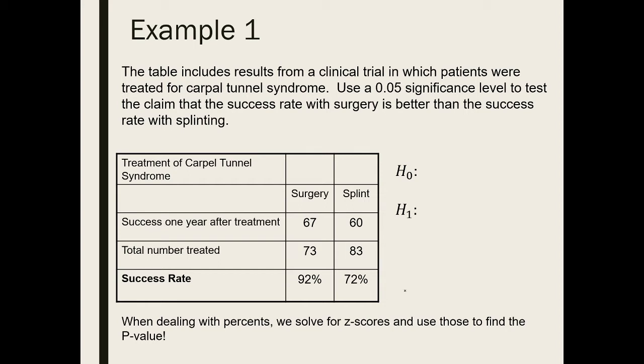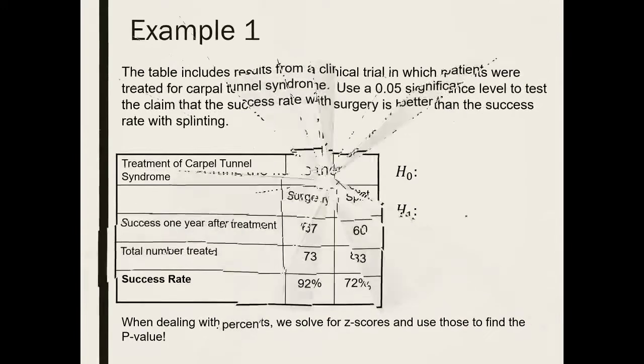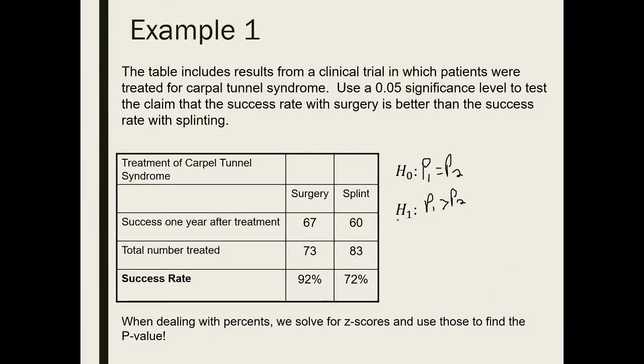Okay, fair enough. So my H0 is going to be that there's no difference, right? That P1 is equal to P2. The percent of successes for the surgery treatment is the same as the percent of successes for the splint treatment. There's no difference. But my claim is that no, surgery actually has a higher percent of success than the splint. Okay, so that's my claim here, right? So that's my claim, and I want to see if this is true.